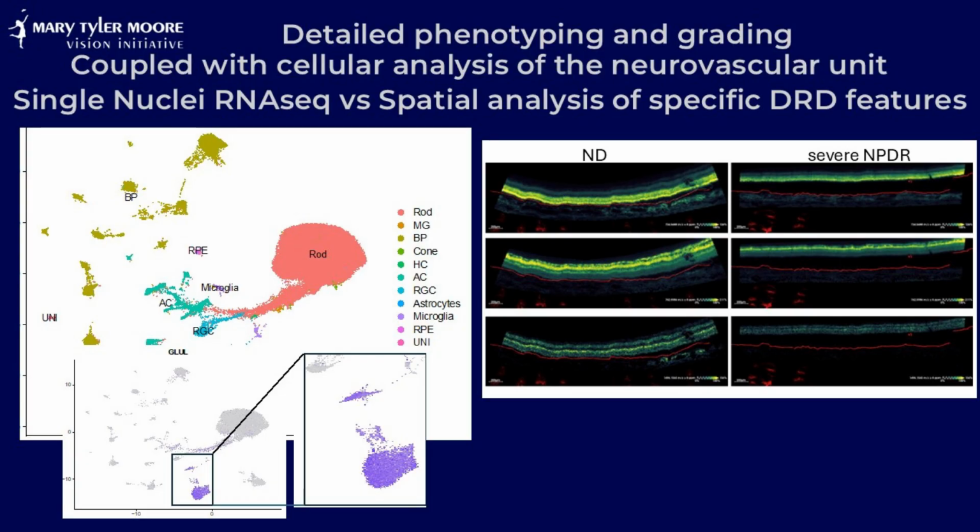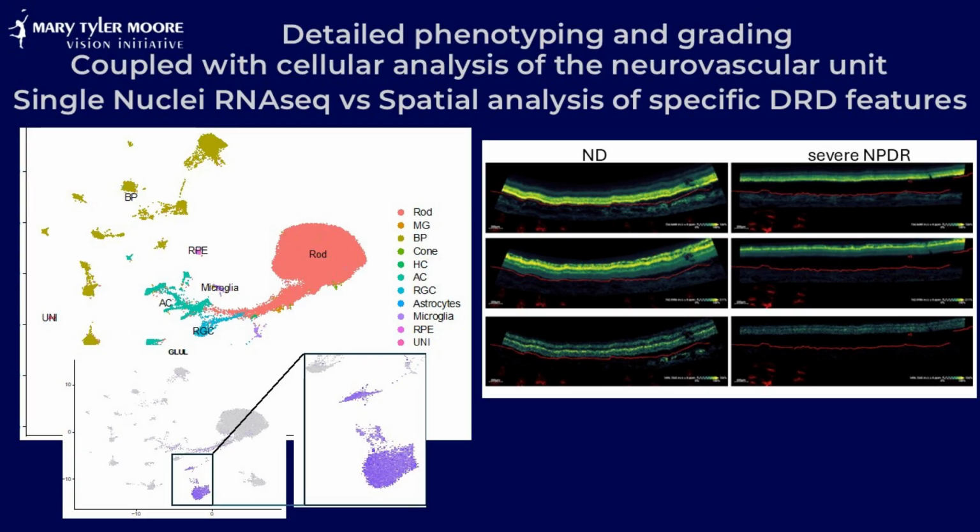The goal is to use those phenotyping analysis and imaging with cellular analysis of the neurovascular unit, using a combination of single nuclei RNA-seq and spatial analysis of specific regions and specific DRD features, to identify how those features are affecting, or how the retina around those features is affected.